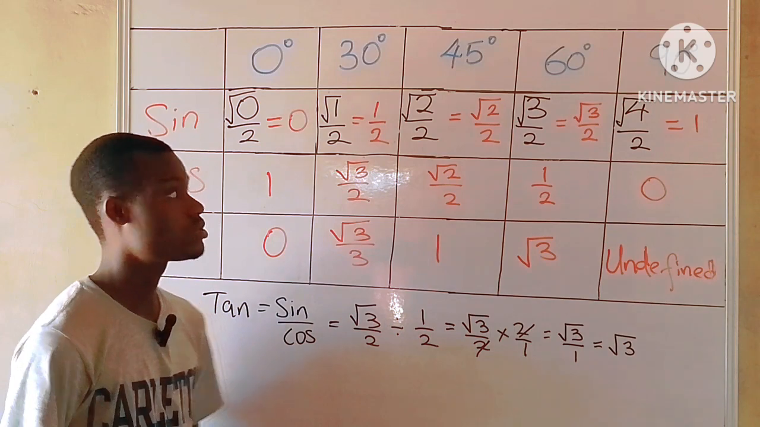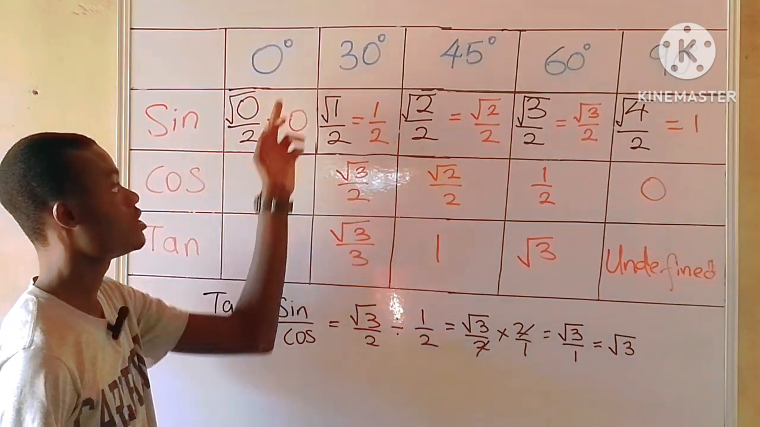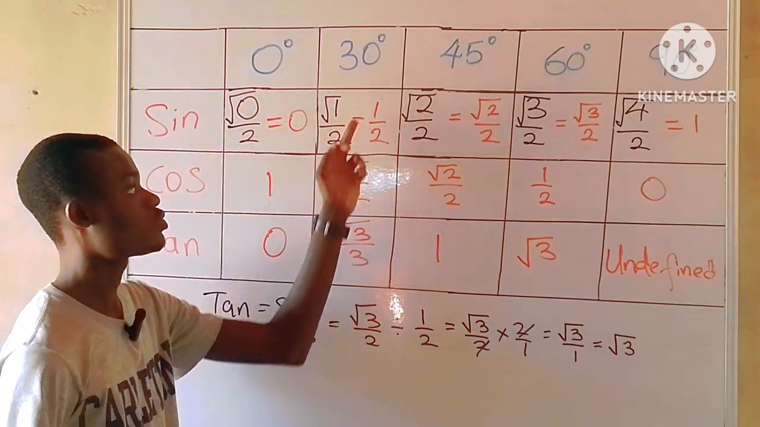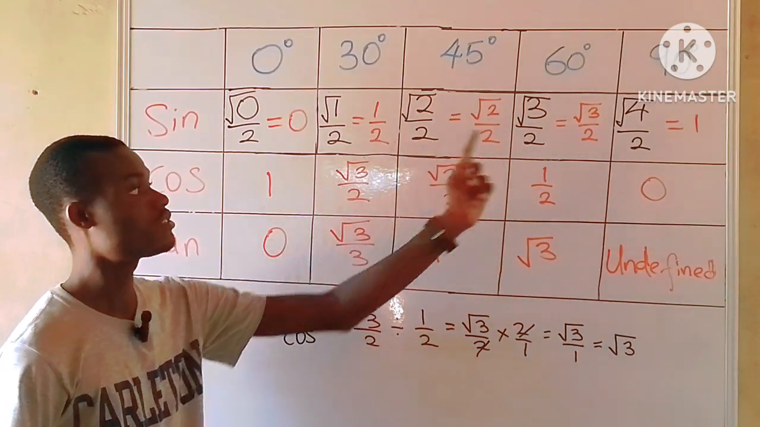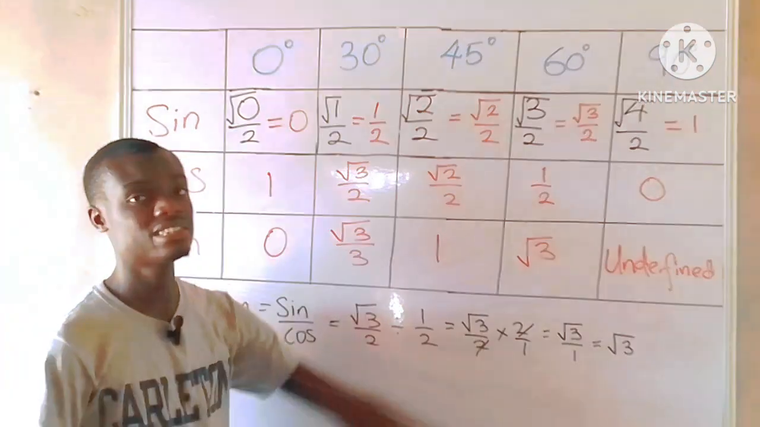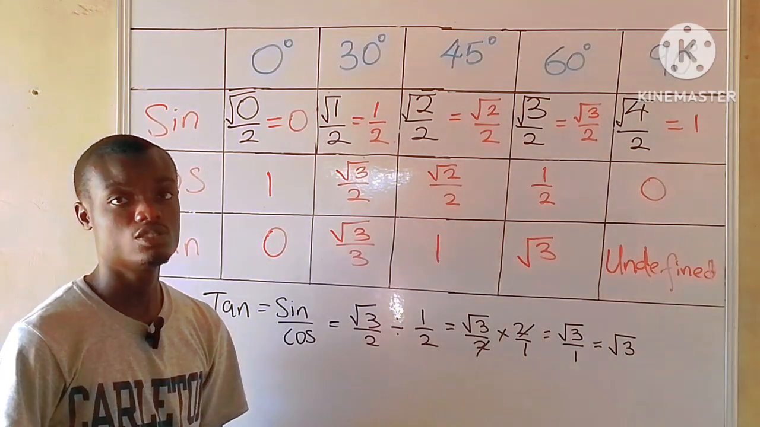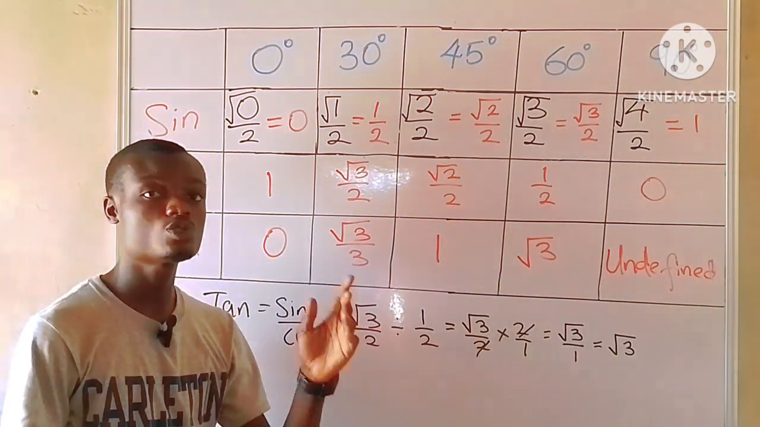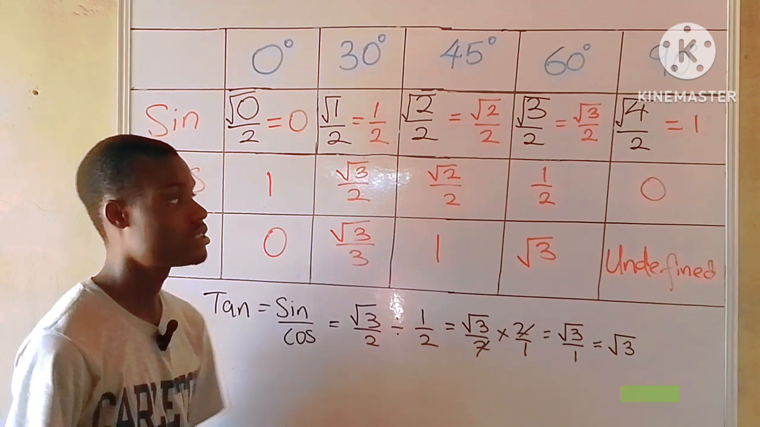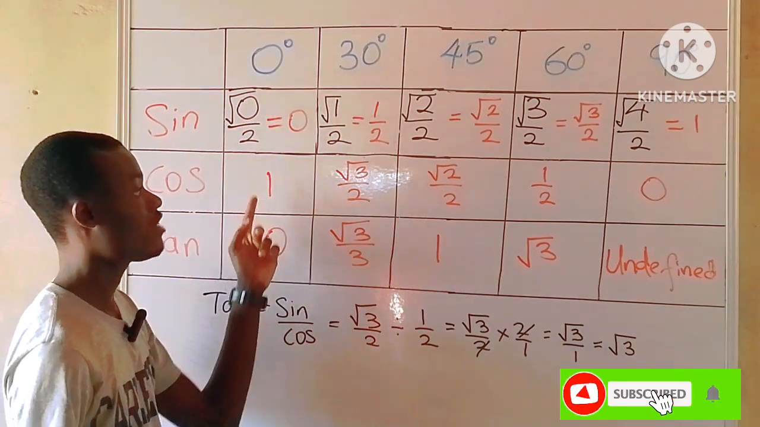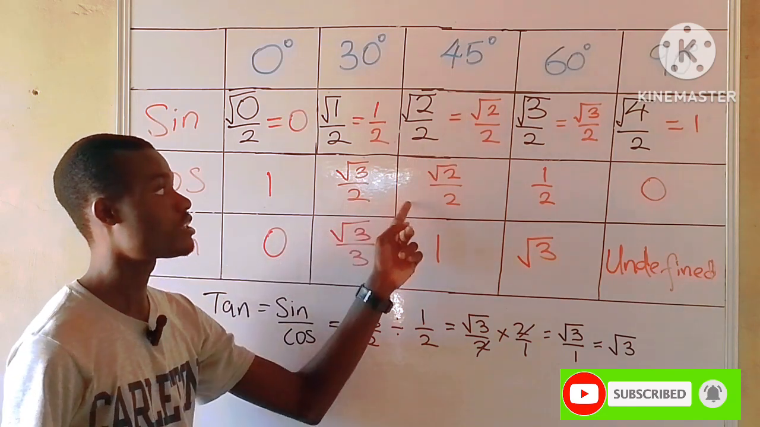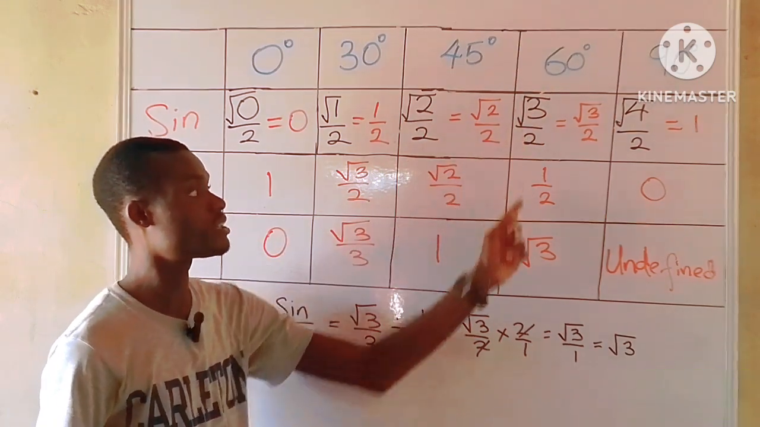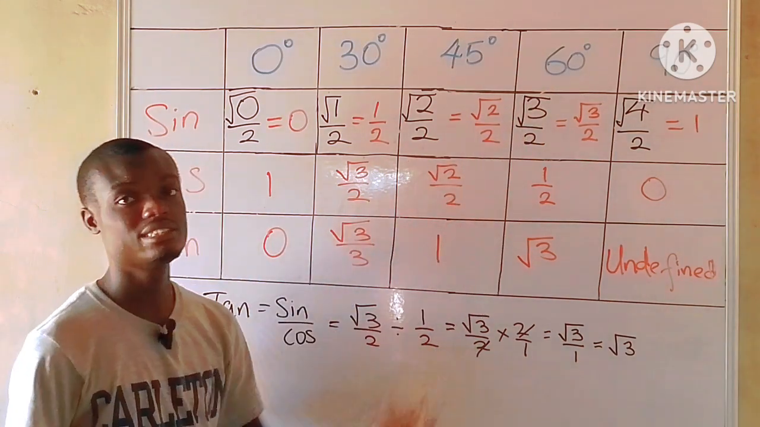From calculation, we now know that the sine of 0 is 0, the sine of 30 is 1 over 2, the sine of 45 is root 2 over 2, the sine of 60 is root 3 over 2, and lastly, the sine of 90 degrees is 1. So for cosine, we are going to reverse the entire process. So for cos 0, we have 1, cos 30 is root 3 over 2, cos 45 is root 2 over 2, cos 60 is 1 over 2, and lastly, cos 90 is 0.